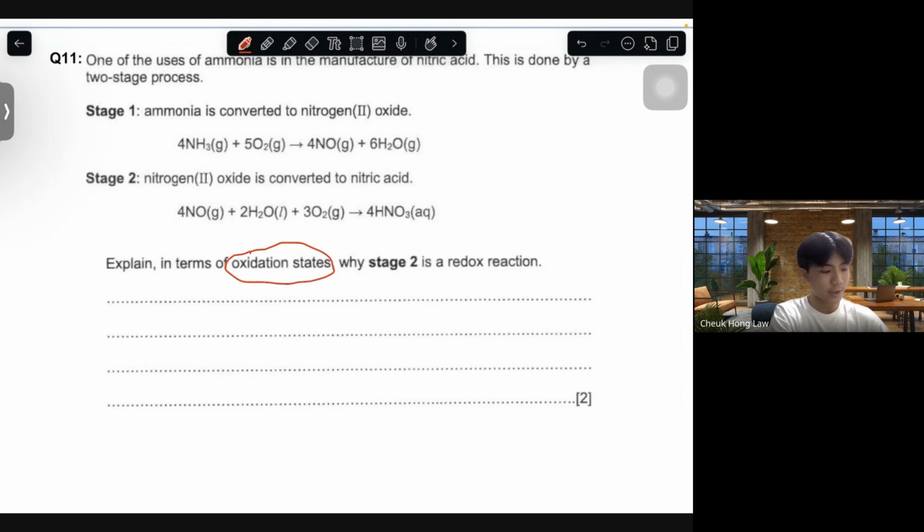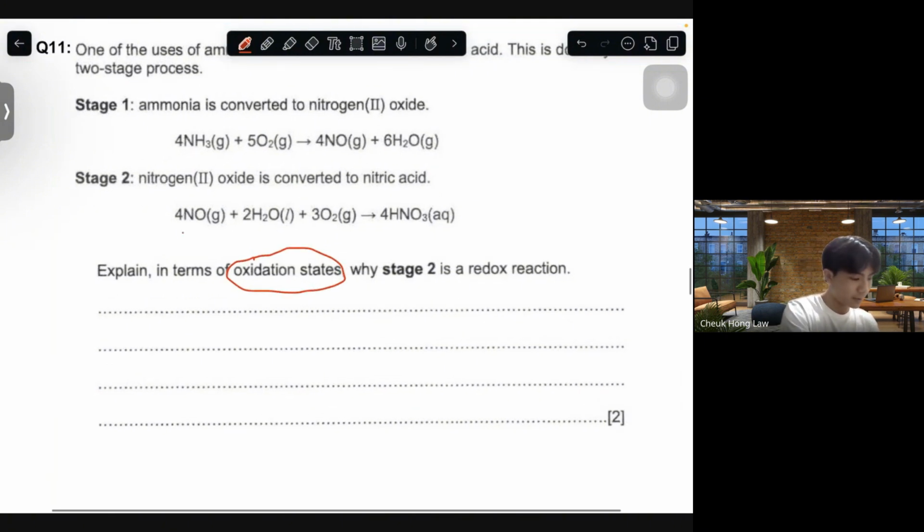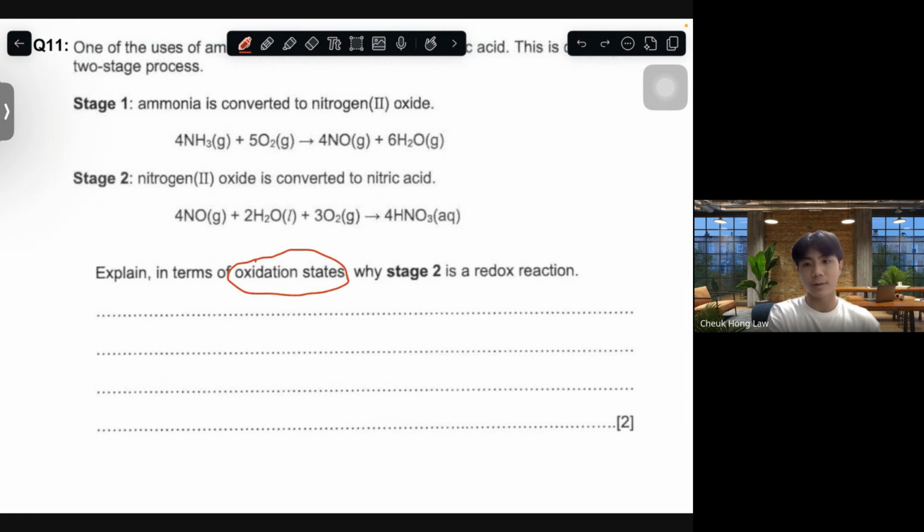So for this type of question, the first thing we have to do is to identify the oxidation states of all the elements in the reaction. Specifically with this reaction, because we are talking about stage 2. So first, I will look out for all the hydrogen and oxygen, because most of the time, if they are in a compound, oxygen will be -2 and hydrogen will be +1. So I look at NO, oxygen is in a compound, so it's -2.